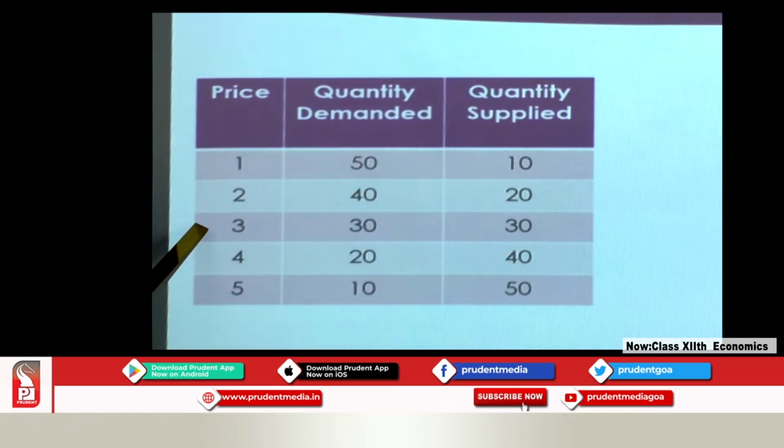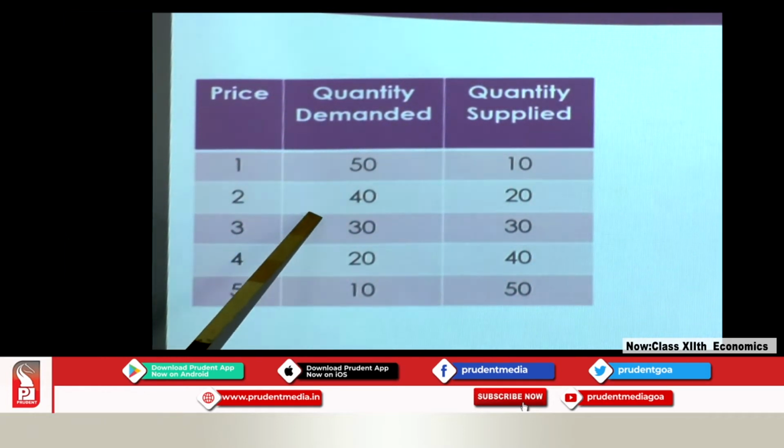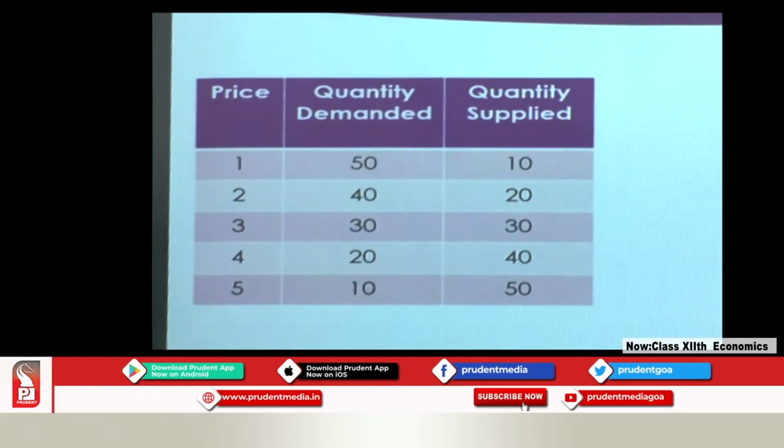A further rise in the price from 3 to 4 and then from 4 to 5. As a result, there is a further fall in the quantity demanded from 30 to 20 and then from 20 to 10. Now if you see the first 2 columns, you will find that as the price has continuously gone up, we find that the quantity demanded has continuously gone down.